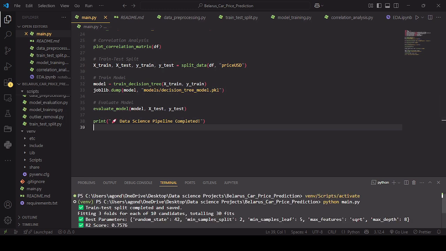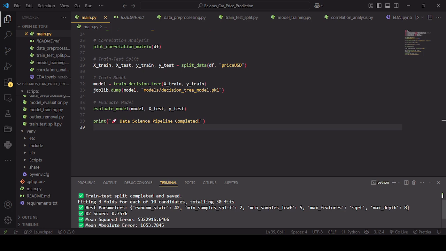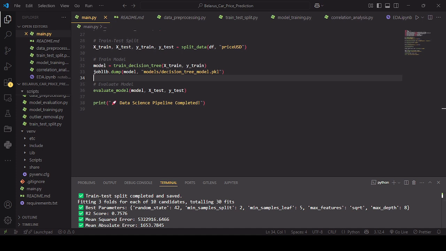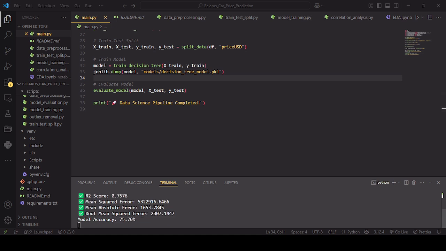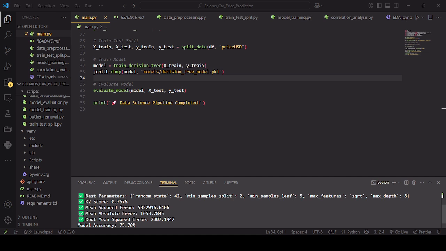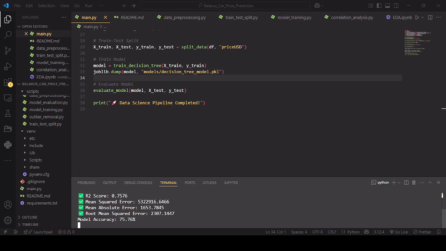Okay, then as we have taken the normal decision tree model, right here we can see it has ended with the parameters as this, then the R2 score of 75%, which is okay, as that data is very versatile and complex, then the mean squared error as 55, and then the absolute error as 16, then 23, and model accuracy as 75.76%.